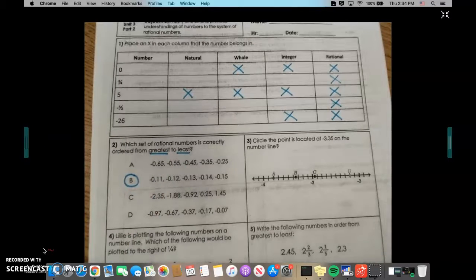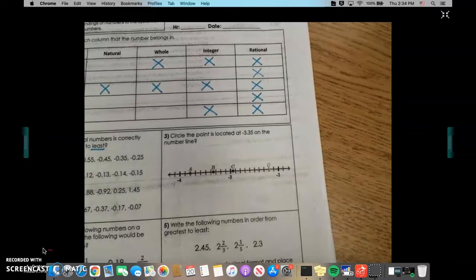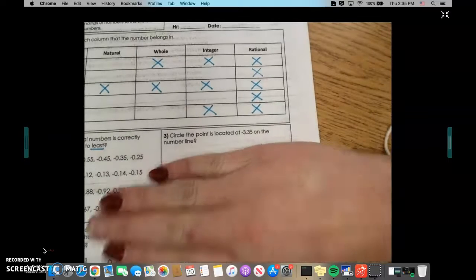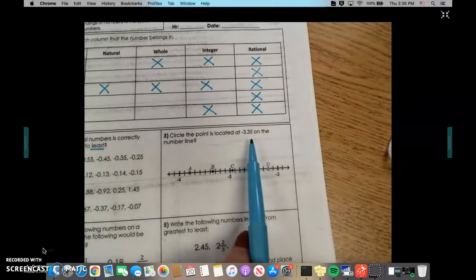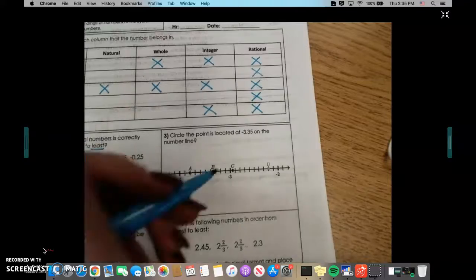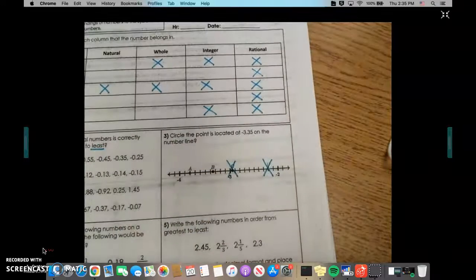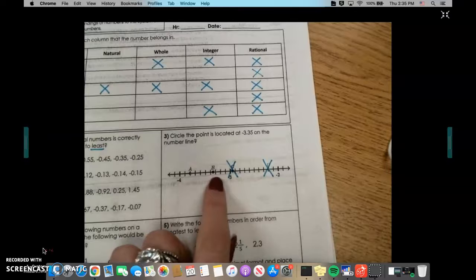the least. Moving on to number 3, it says choose the point that is located at -3 and 35/100ths on the number line. So even before we start looking at the problem, we need to think about what numbers it would be in between. So if we have -3 and 35/100ths, that would be between -3 and -4. So we can automatically cross out letter C and letter D. So our choices are left for A and B.